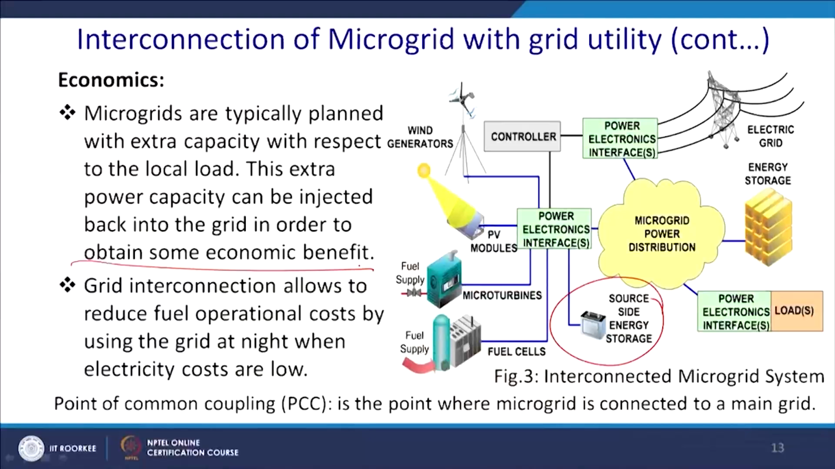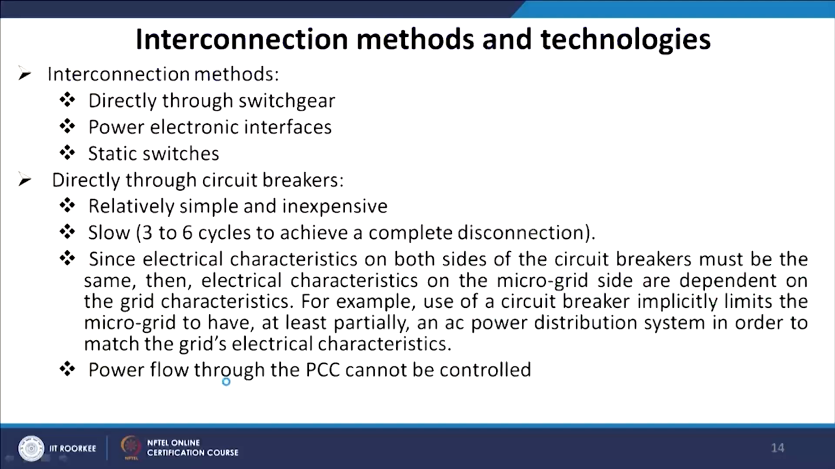Grid connection allows us to reduce fuel operation cost by using the grid at night when electricity costs are low. Point of common coupling is the point where the microgrid is connected to the main grid. So, this is the overall operation we are going to explain in the next slide.